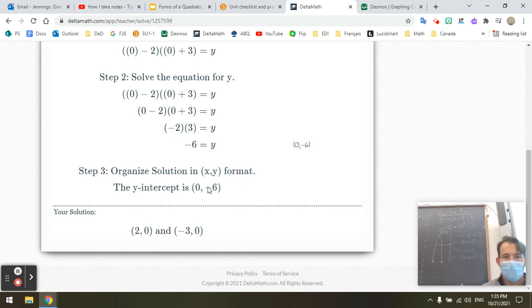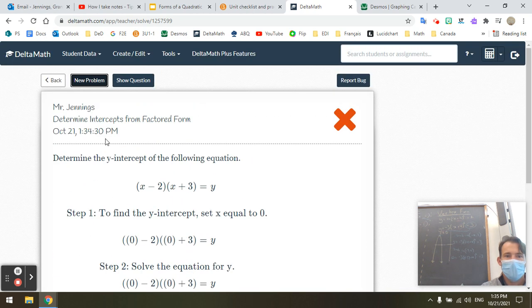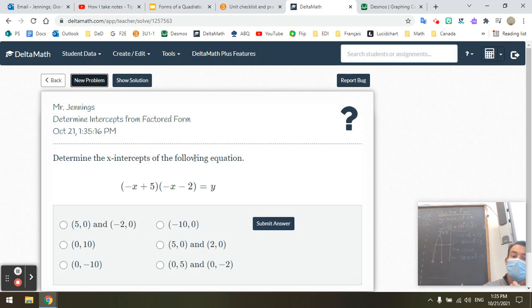Why? The y. Determine the y-intercept of the following equation. Read the questions carefully, Mr. Jennings. Okay, so let's keep going. Determine the x-intercepts of the following equation. All right, so we're looking for an x-intercept. They threw me because I didn't see that it was a y-intercept we were looking for.